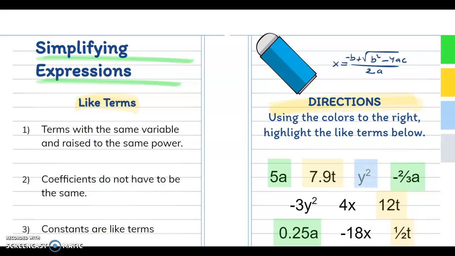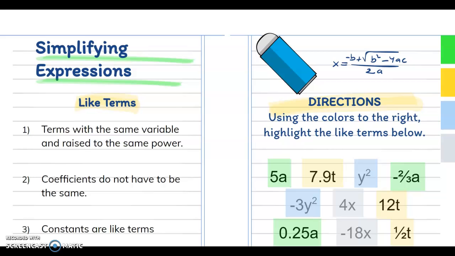y raised to the second power, we're going to highlight with blue. So anything with y raised to the second power, you're going to highlight with blue. Negative 3y to the second power, you're going to highlight with blue. Then we have, with gray, our 4x. So anything with the variable x, you're going to highlight with gray. Negative 18x is highlighted with gray.